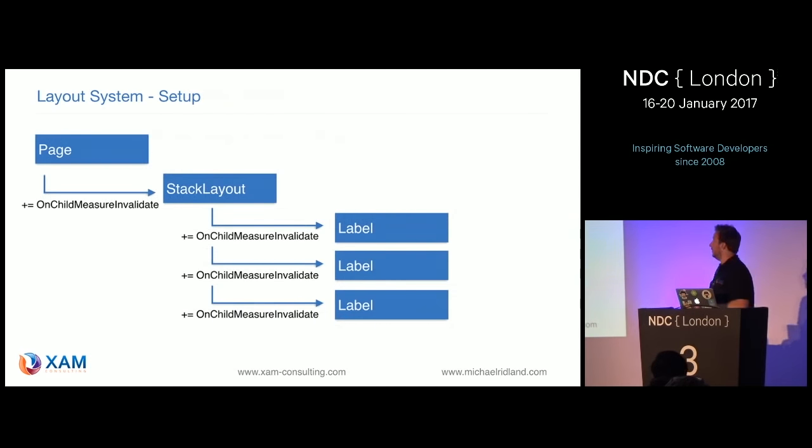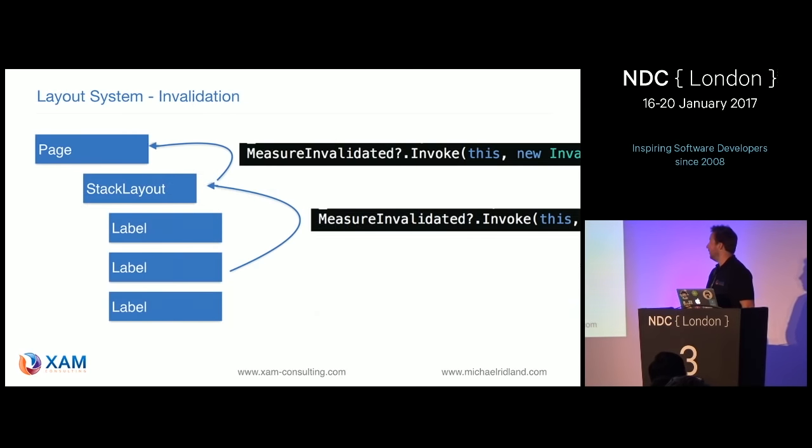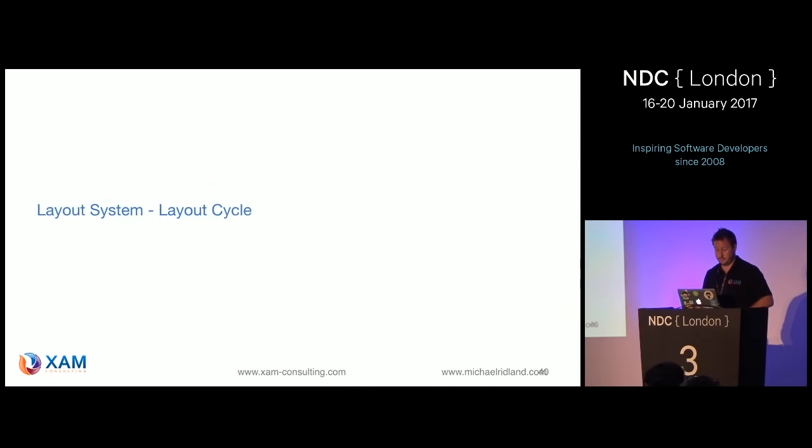It looks like this. You've got a page, and it's hooked up to the stack layout's event, and then the stack layout has three children, which it's hooked up to all three of the events on. Say the text changes in the label, the measure becomes invalidated, that will pop up to the stack layout. Then the stack layout will say, oh, yep, I need to tell my parent, and it'll go up again. There is some conditional logic that happens in between that.